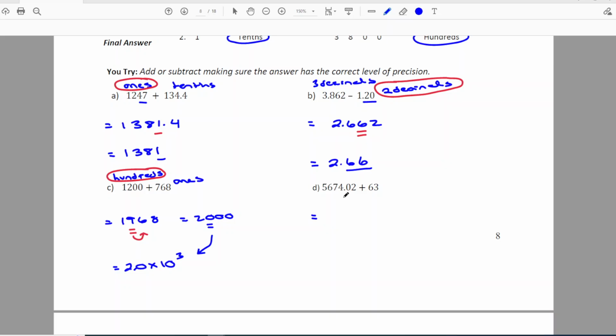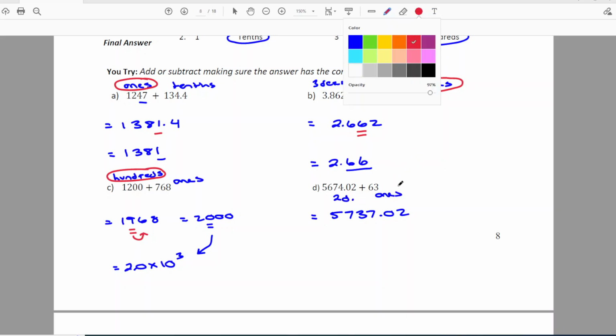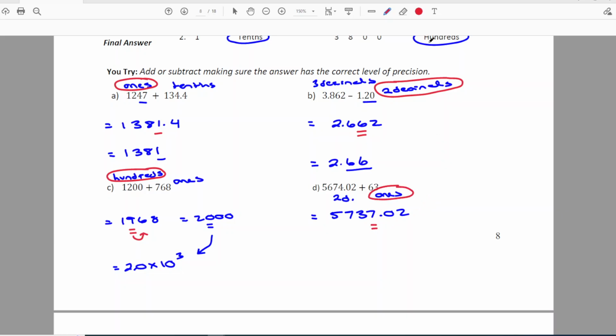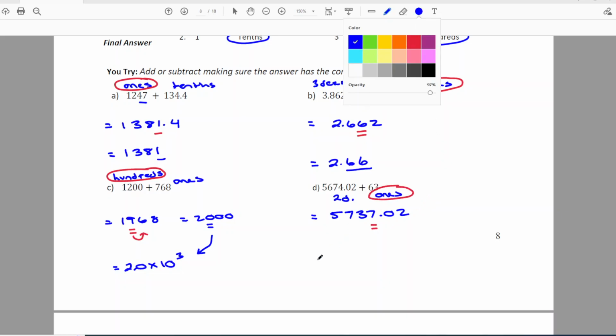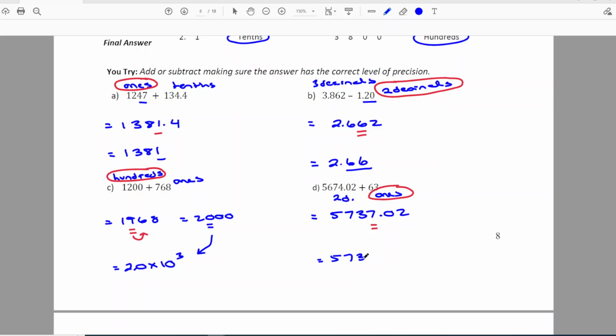Okay, next one. We've got 5,674.02 plus 63. So let's plug it in. 5,674.02 plus 63 gives me 5,737.02. This is precise to 2 decimal places. This is precise to the ones. So I can only go to the ones, which means I'm rounding the 7. And so I'm going to keep it as a 7 and put 5,737. And that's as tricky as we go with these.